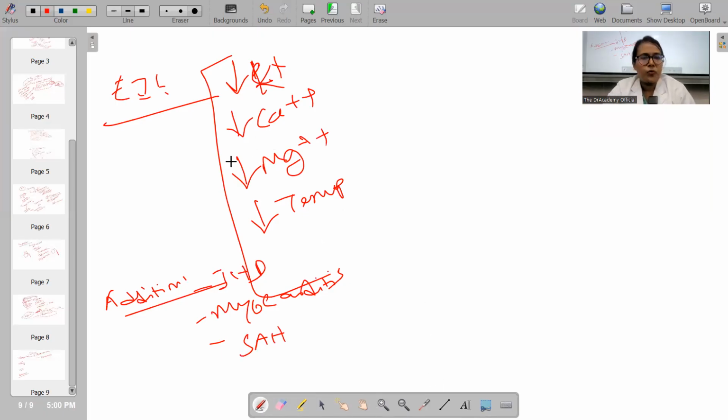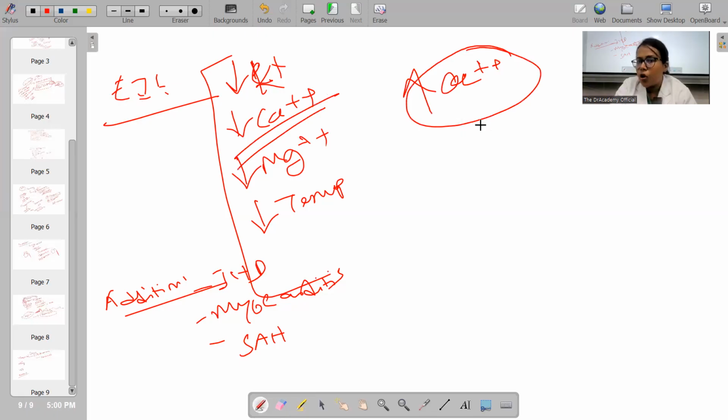What they usually do is, instead of hypocalcemia, they can give you the option hypercalcemia, which does cause cardiac arrhythmia but not long QT. Be very careful. Instead of hypokalemia or hypomagnesemia, they might give you hypophosphatemia, which does not cause long QT. So you should be very careful.